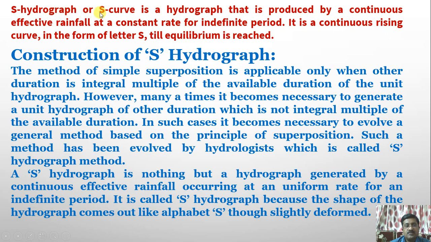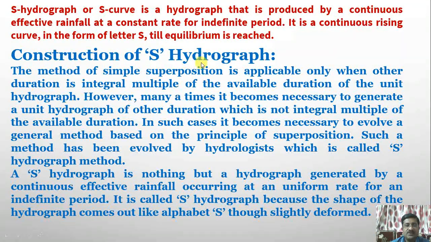S hydrograph or S curve is a hydrograph that is produced by a continuous effective rainfall at a constant rate for an indefinite period. It is a continuous rising curve in the form of the letter S till equilibrium is reached.